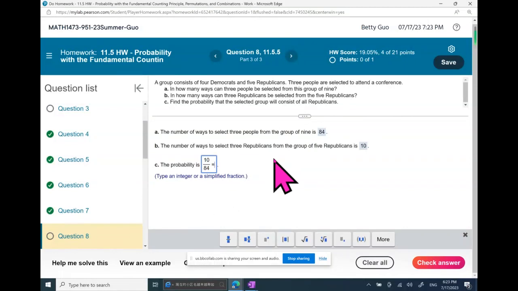84 is the total number of combinations of the task of the experiment. Among the 84 outcomes, 10 of them favor the event. What event? All the 3 members are Republicans, right? So we simplify this fraction. 84 and 10 are both even. Dividing 10 by 2, we have 5. Dividing 84 by 2, we have 42, and that is simplified, because the numerator and the denominator have no common factor.